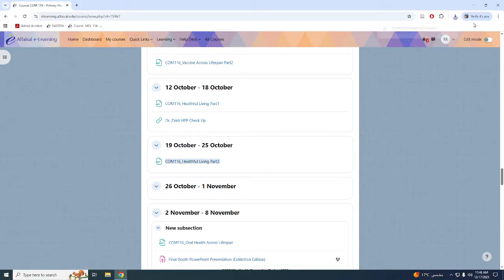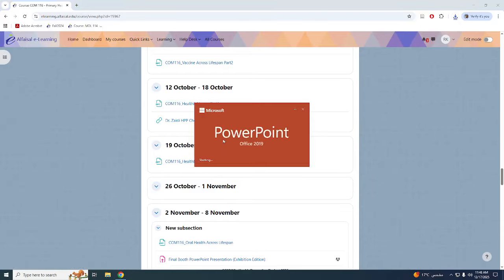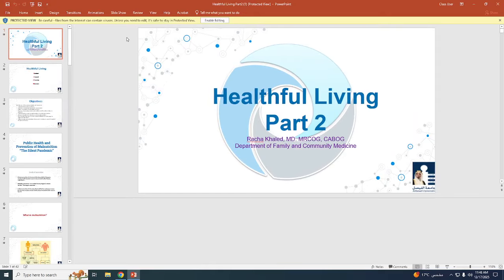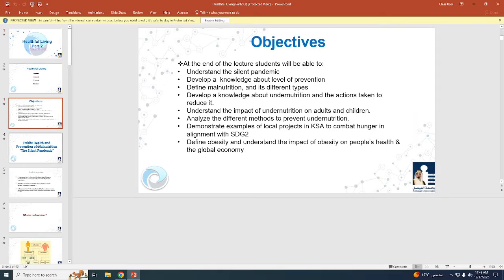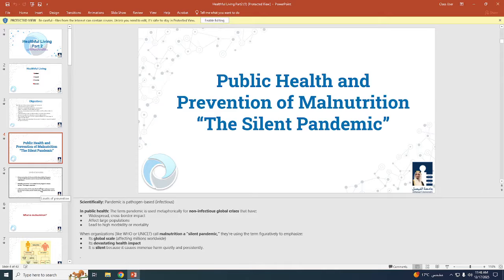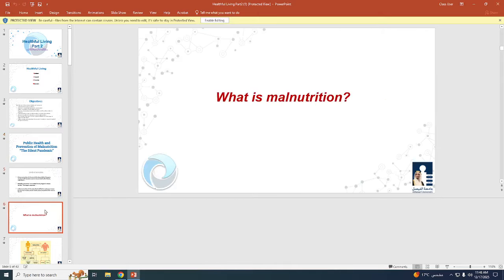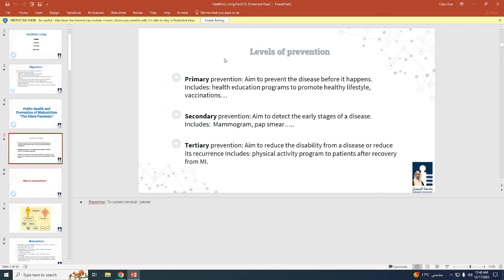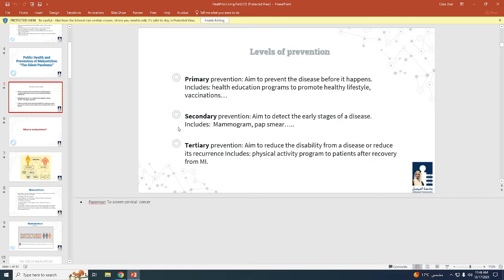Okay, I'm going to move on quickly. This is again public health prevention, very important. Malnutrition, and prevention, levels of prevention. You are required to know what the levels of prevention are and examples of them. We said every screening is secondary prevention. Any program is primary prevention.